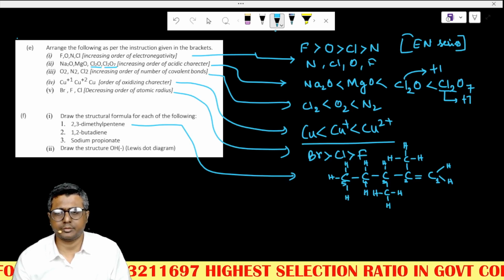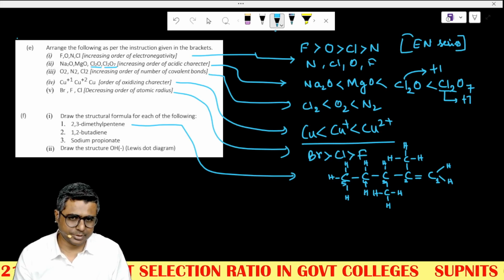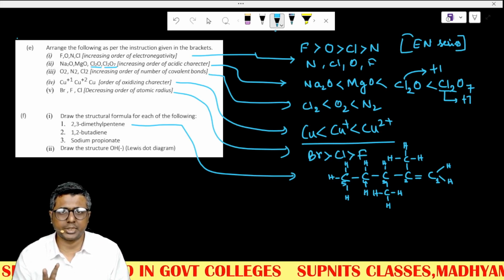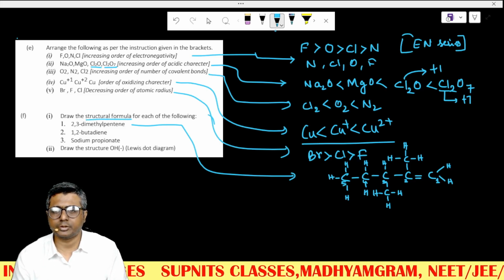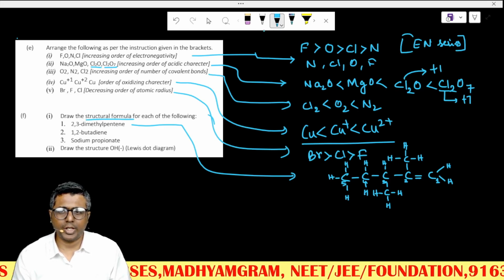The first answer. Many of you must have made a mistake which I have seen many a times done by the students. If you write the condensed formula in this answer, you are going to get a big 0. Don't do this. It is said structural formula. So go by whatever the question asks.